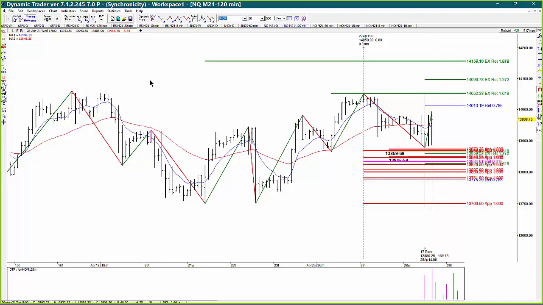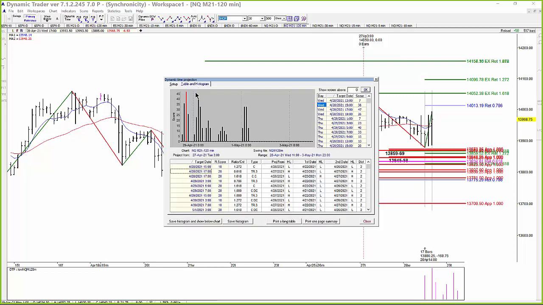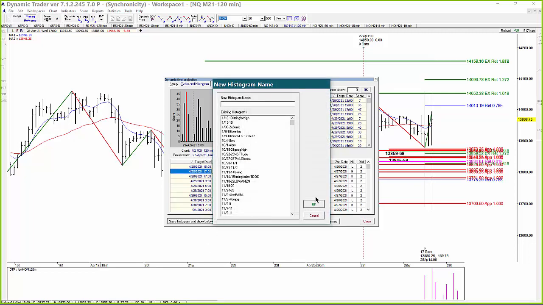Okay, so let's take this reports dynamic. So I would have projected maybe it's at 16 bars for the next possible low. Okay, and you see where this stands out, that's where we're going to look for possible reversal, always plus or minus a bar. So I save the histogram underneath the chart.